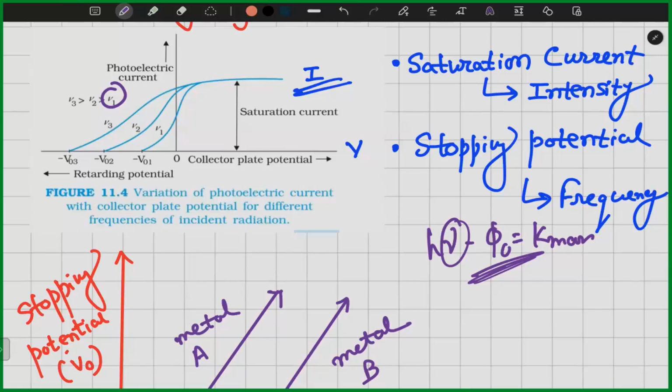That means we need to give more potential to restrict that electron, to balance the kinetic energy, right? So stopping potential will increase if we increase the frequency. Same thing, if we increase the frequency, stopping potential increases.